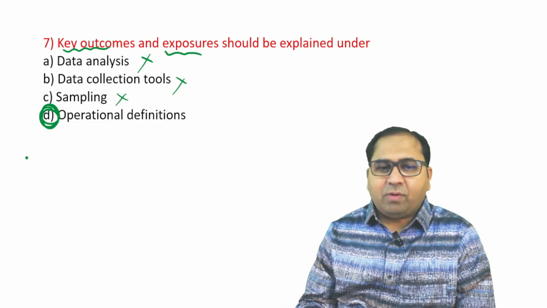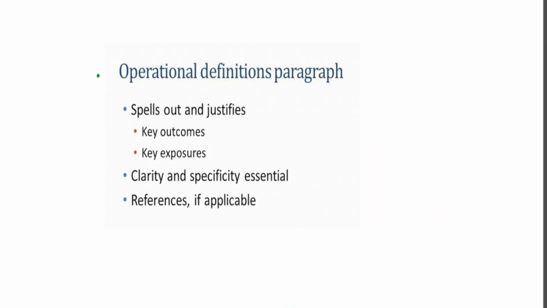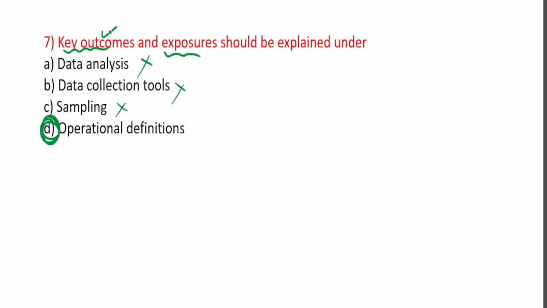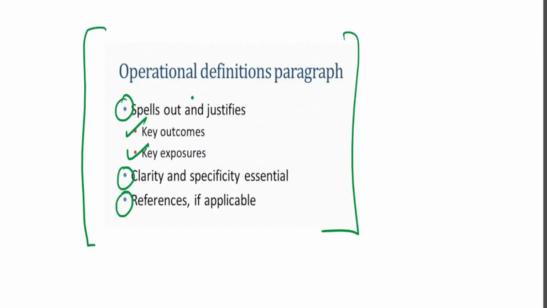Now see the information given in the following slide. See this slide regarding the operational definitions paragraph. It spells out and justifies the key outcomes and key exposures. Also, it speaks about the clarity and specificity essential and also the references if applicable. So you have to be perfect with the operational definitions paragraph. As far as our question is concerned, they have asked key outcomes and exposures shall be explained under what? So we took the answer as operational definitions as per the information given in this slide.